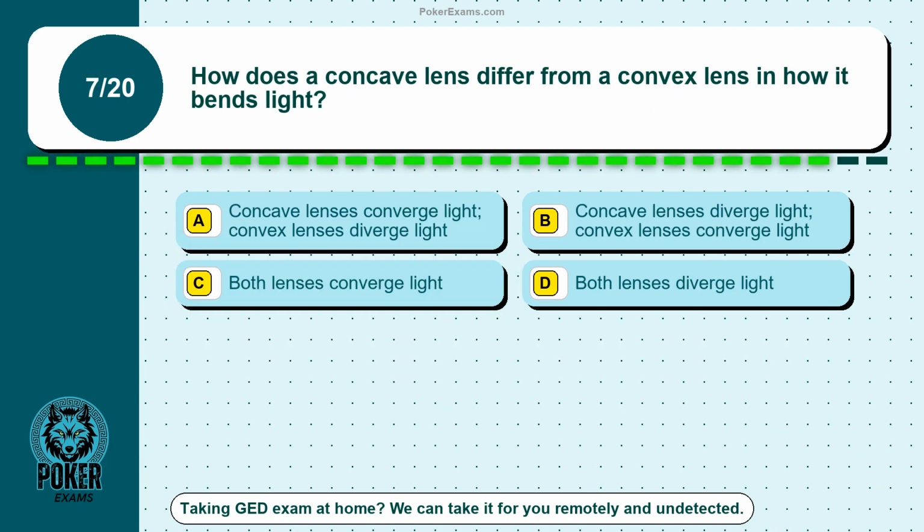Question 7. How does a concave lens differ from a convex lens in how it bends light? Option A, concave lenses converge light, convex lenses diverge light. Option B, concave lenses diverge light, convex lenses converge light. Option C. Both lenses converge light. Option D. Both lenses diverge light.